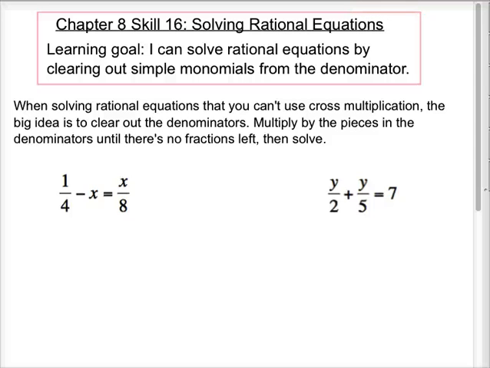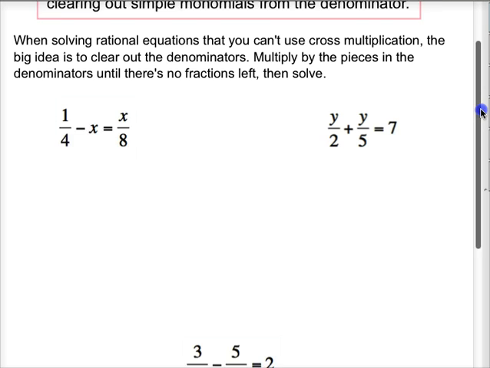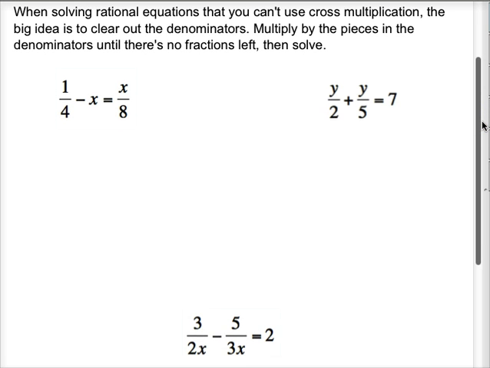Welcome back. So in this video, we're going to continue talking about solving rational equations. However, now notice it's not simply two fractions that equal each other. Now there's some other stuff happening. Now, when you have a situation like this, where you have more happening, the idea becomes clearing out the denominator.